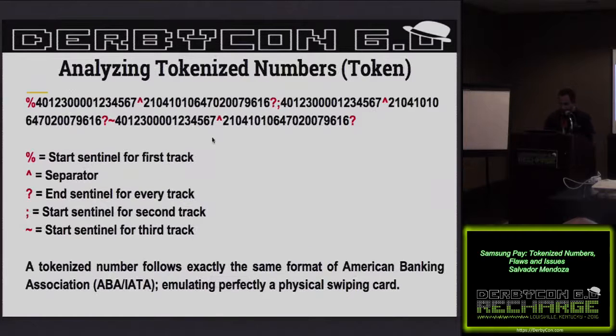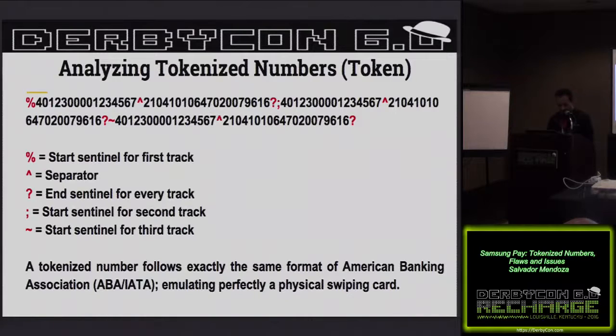So let's analyze a tokenized number. Basically, it's the same as a virtual credit card. The first 16 digits, and the last 20 digits, they are the new tokenized number, which is like an ID for that token. And you can use just one token for each transaction. So we have the separators. What they did was exactly like making a format for the American Bankers Association, emulating perfectly the physical swiping card.